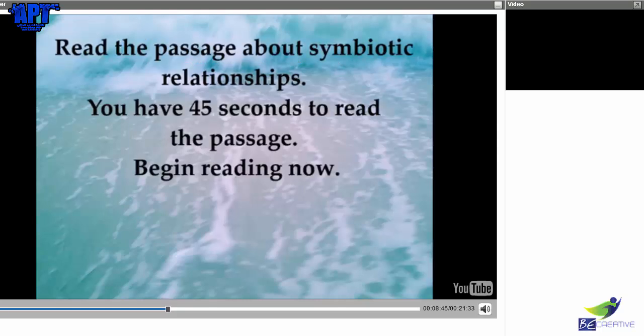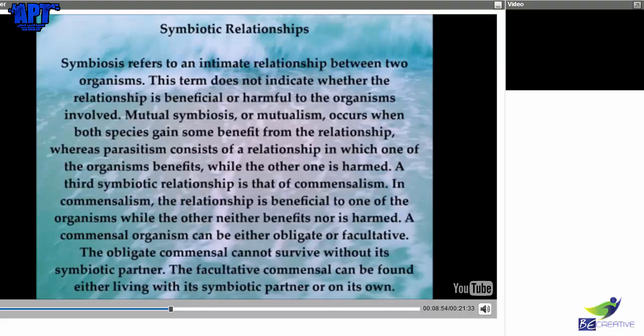Question 4. Read the passage about symbiotic relationships. You have 45 seconds to read the passage. Begin reading now.